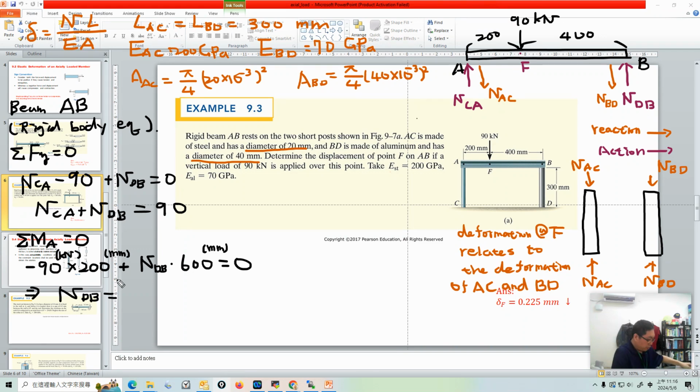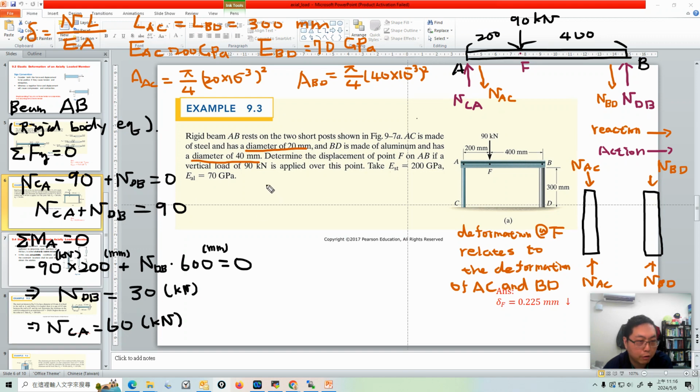Okay, let me check my equation. Yeah, the equation is right. N_DB is 30 kilonewton. And so we have N_CA equal to 60 kilonewton. So we have N_CA and N_DB, and at the same time we will have N_AC and N_BD, just with a negative sign.